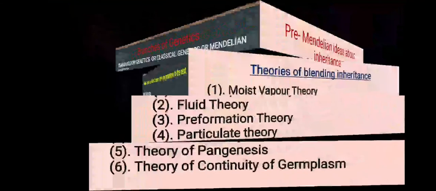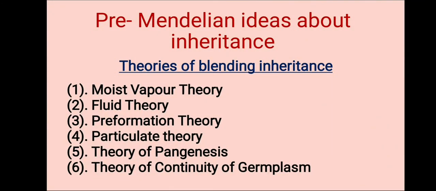So now coming to the pre-Mendelian ideas about inheritance, which are also called the theories of blending inheritance. A number of viewpoints were put forward prior to Mendel to explain the transmission of characters from parents to the offspring. All those ideas are called the pre-Mendelian ideas about inheritance.